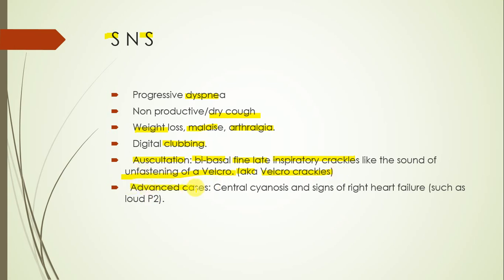And in advanced cases, whenever there is extensive fibrosis involving the lung tissue, it will lead to central cyanosis, as the gaseous exchange will be severely impaired, and there would be pulmonary hypertension leading to right heart failure.